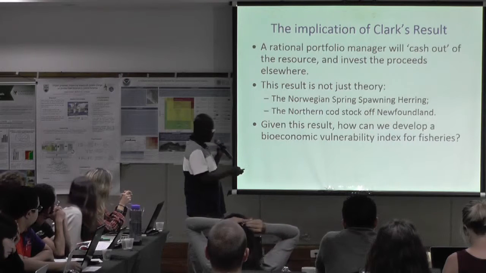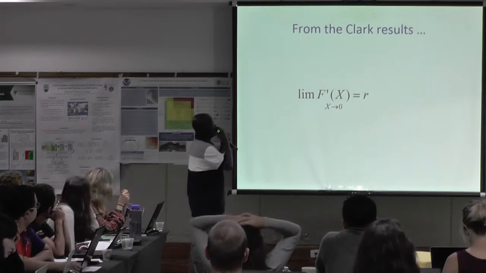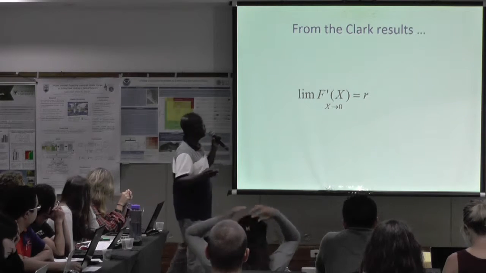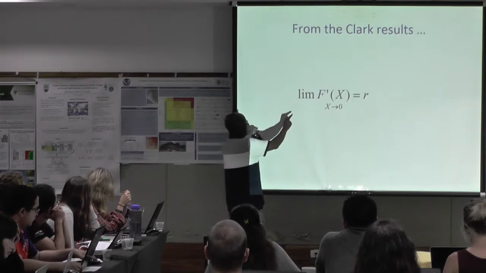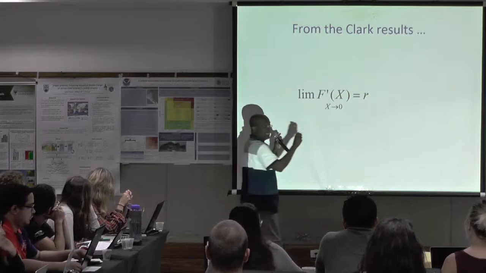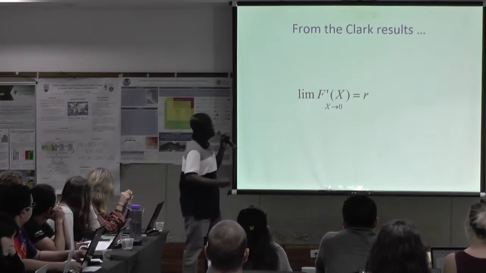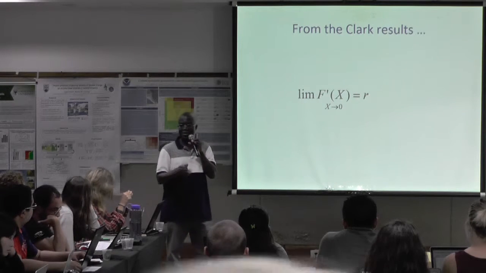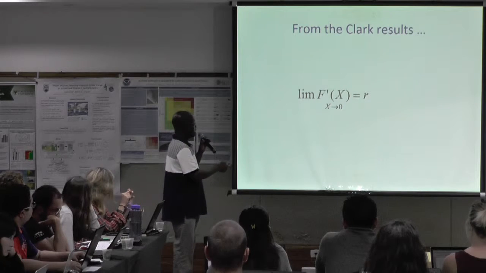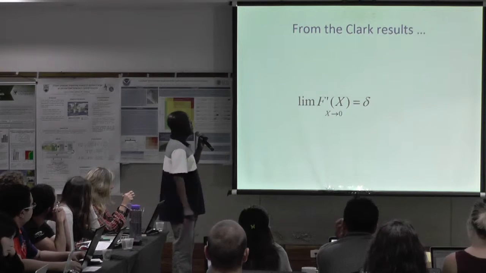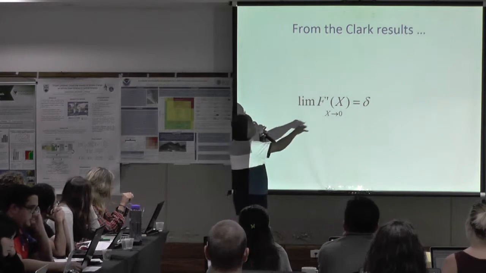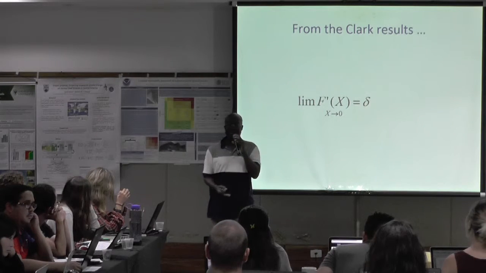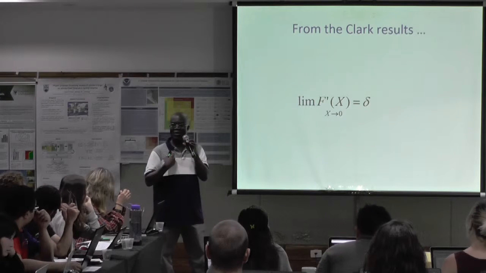That is the challenge we gave ourselves in the paper. You can do a lot of mathematics to get to this result. If you take large results and do all the gymnastics in mathematics, you easily find out that in the limit, the rate of growth of your fish stock is equal to the intrinsic growth rate. So that's one. And then the second one is that, as you approach zero, the rate of growth of your fish is equal to your discount rate. So you have the magical results that you need for our indicator.